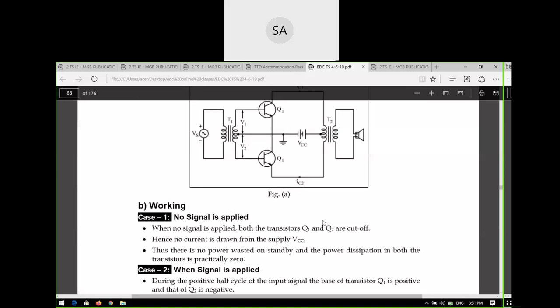The first case is where there is no signal. No signal means the input is zero, so both transistors are cut off. The output is also zero. There is no power output and no power wastage in standby. The power dissipation is zero, and the power wasted in the transistors is also zero. When the signal is applied, in the second case, what will happen?